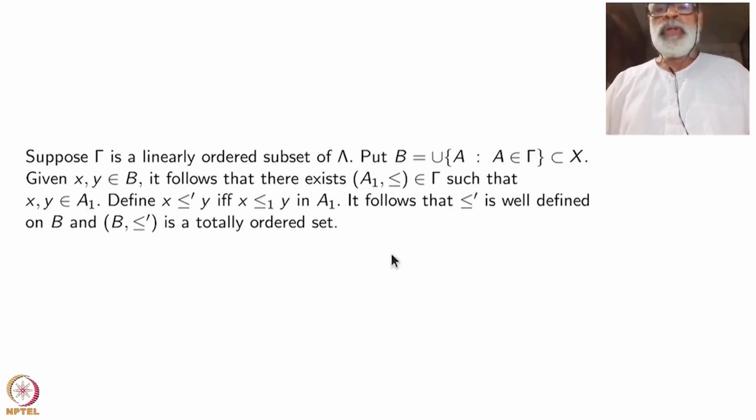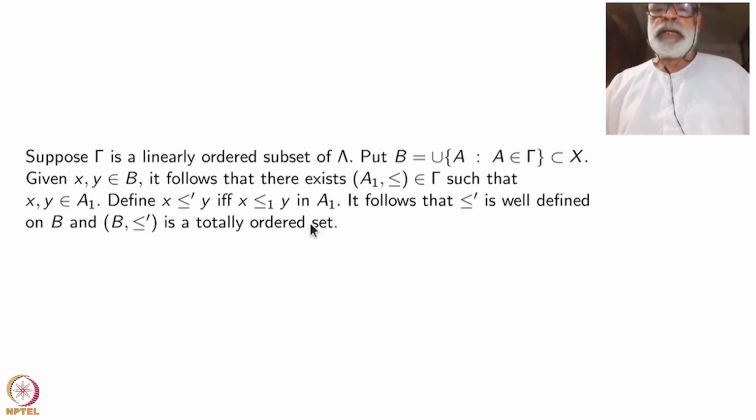Now you define a new relation on B, which is less than or equal to prime. This is the new relation I am going to define. How am I going to define it? x is less than or equal to prime y if and only if x is less than or equal to y inside A1, because they are members of A1.